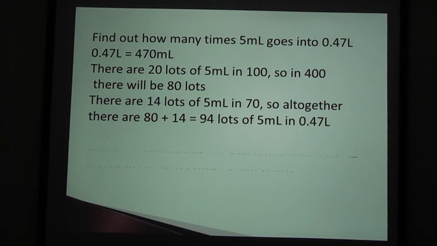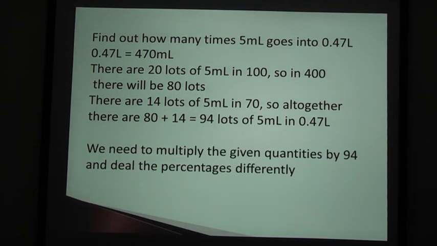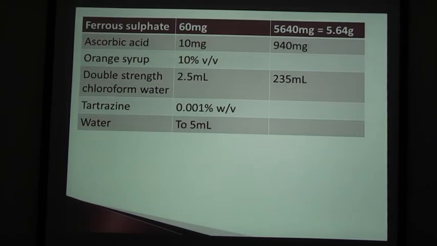Once I've done that, I just need to multiply each of the given quantities by 94, and you deal with the percentages differently. So that's a new thing here. In this one, some of the ingredients have got percentages in them. So if we look at that, we've worked out the 94. We know we're multiplying everything by 94. So that's stage 1 done. Tick. Stage 2 is actually doing the conversions.